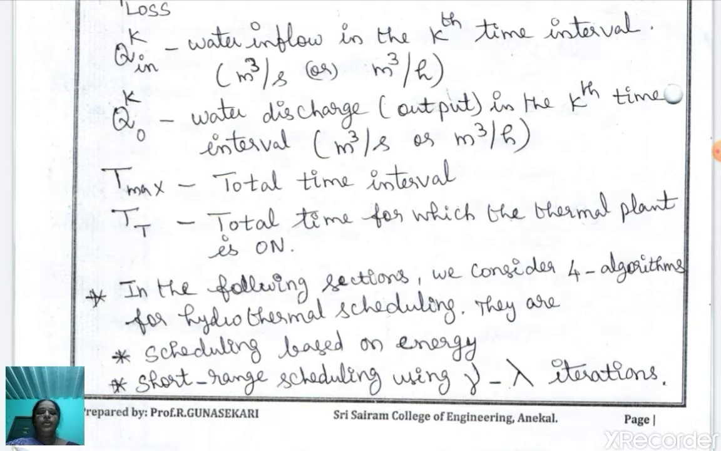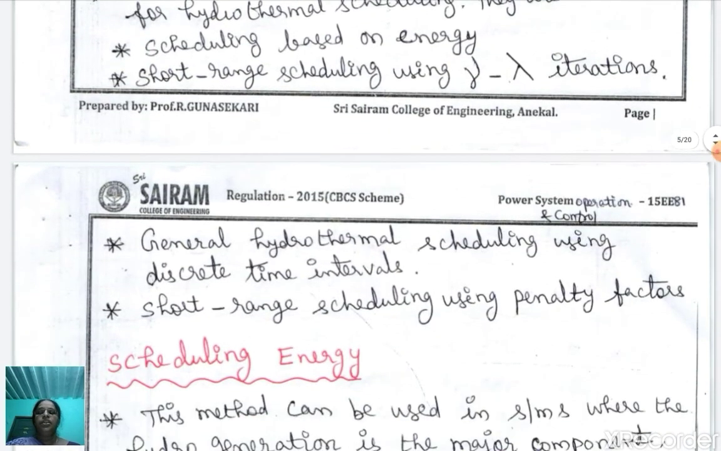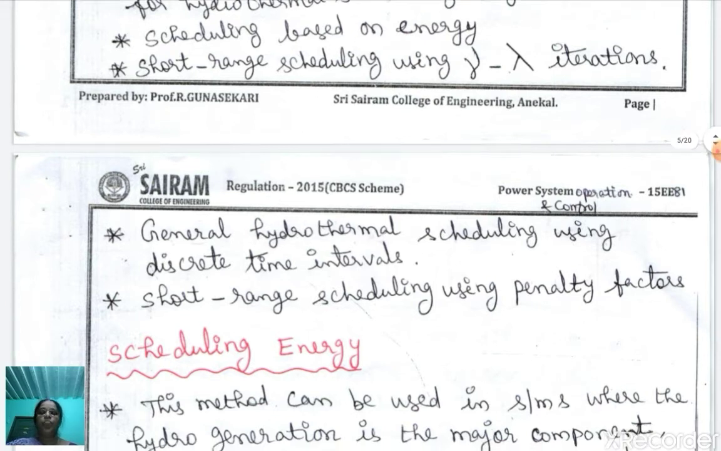In the following sections, we consider four algorithms for hydro scheduling. They are scheduling based on energy; second, short range scheduling using gamma-delta iterations; third, general hydrothermal scheduling using discrete time intervals; and fourth, short range scheduling using penalty factors.